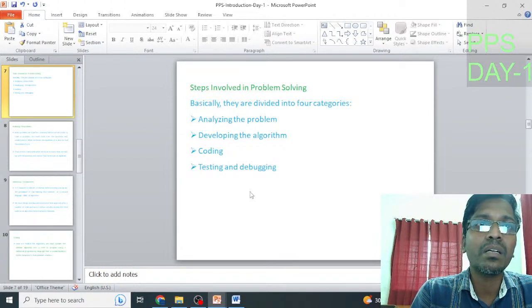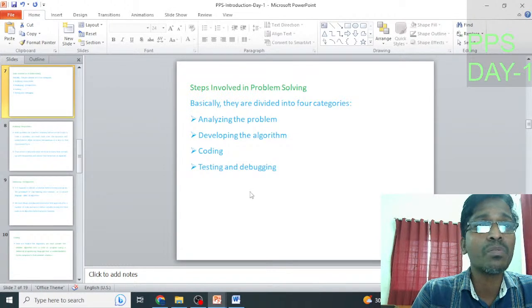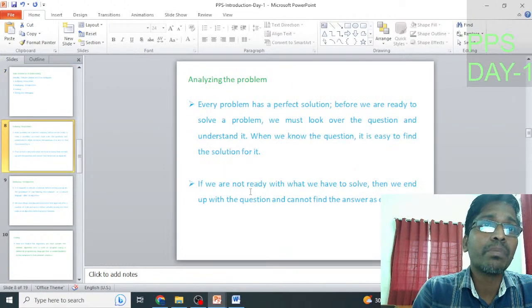If you take software development steps, the software life cycle, SDLC, the first step is understanding the problem or analyzing the problem. That is the main role. You have to analyze the problem. If you do not understand properly what the problem is, then you cannot find a perfect solution for the given problem. That is why understanding or analyzing the problem plays an important role in problem solving.